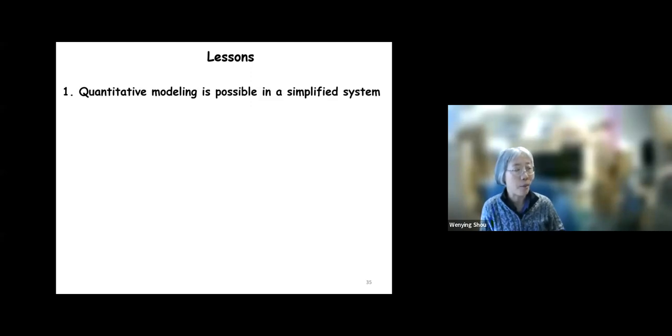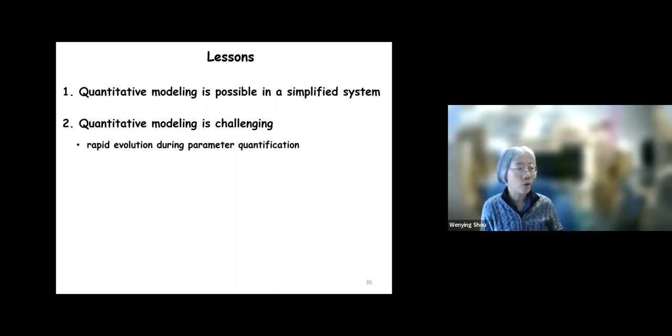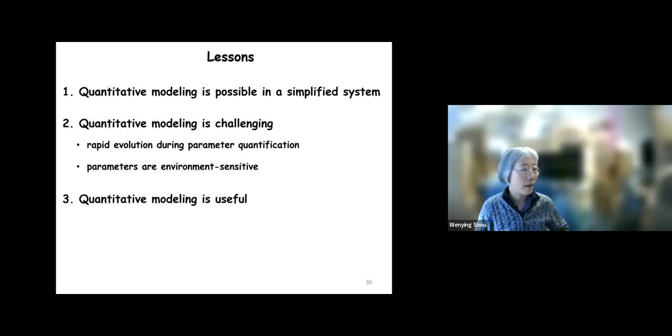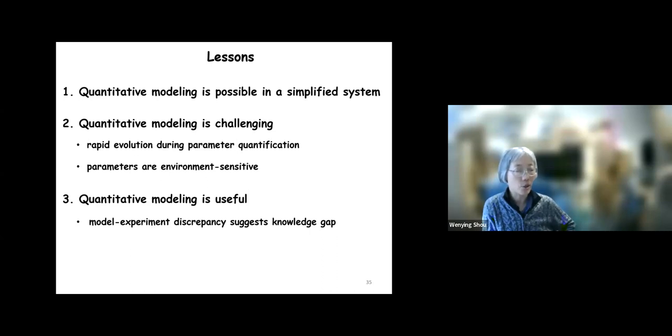I feel quantitative modeling is possible in a simplified system, but it's very challenging. First of all, rapid evolution can occur during parameter quantification. And second, parameters can be environment sensitive, so they may not be constant. The reason is that we black box all the cellular physiology in this release rate, so there's no reason why biology had to keep this constant for us. It's also very useful because a discrepancy suggests a knowledge gap. In our case, the knowledge gap is that the assay is not good enough to capture what's going on. But agreements increase the confidence, right? So now we know how to do that.